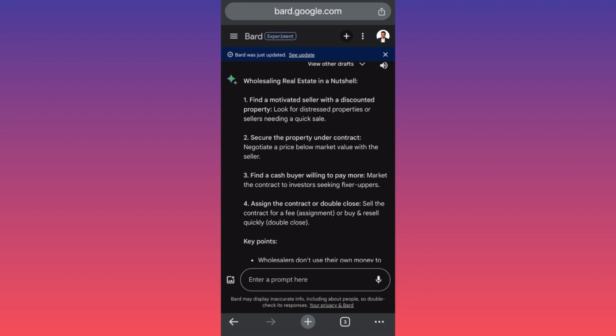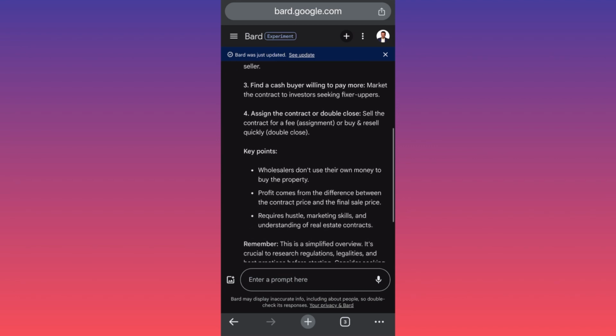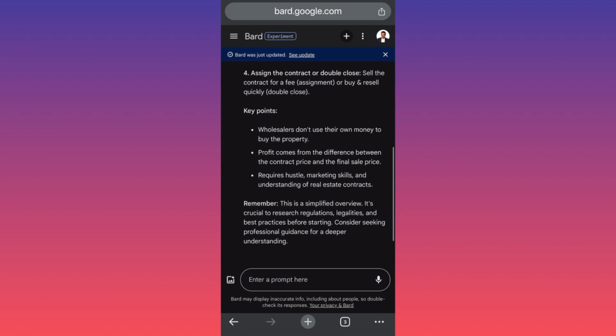The fourth step is assign the contract or double close. There are two options to actually do that. So you can sell the contract for a fee, an assignment fee, right? And you don't get involved in any of it. Or you can simply buy and resell, known as the double close. Double close, of course, requires you to put a down payment, so it's a little more complicated and advanced.